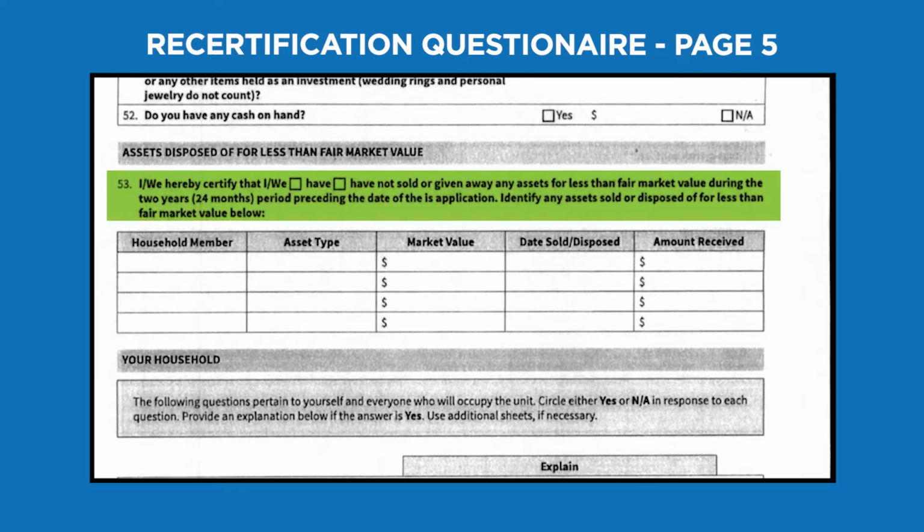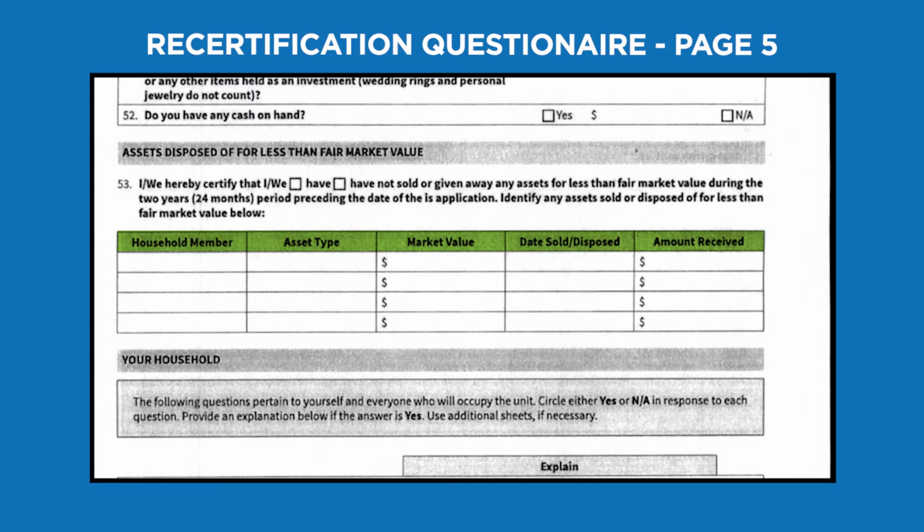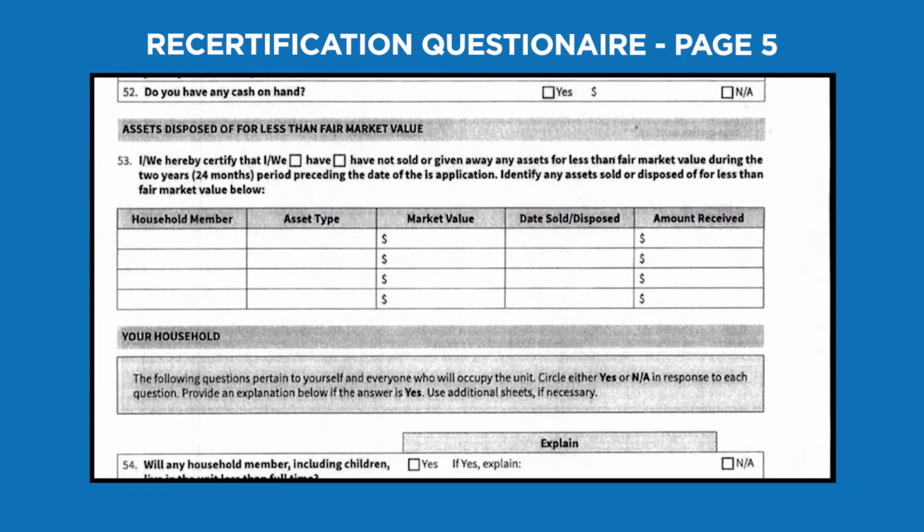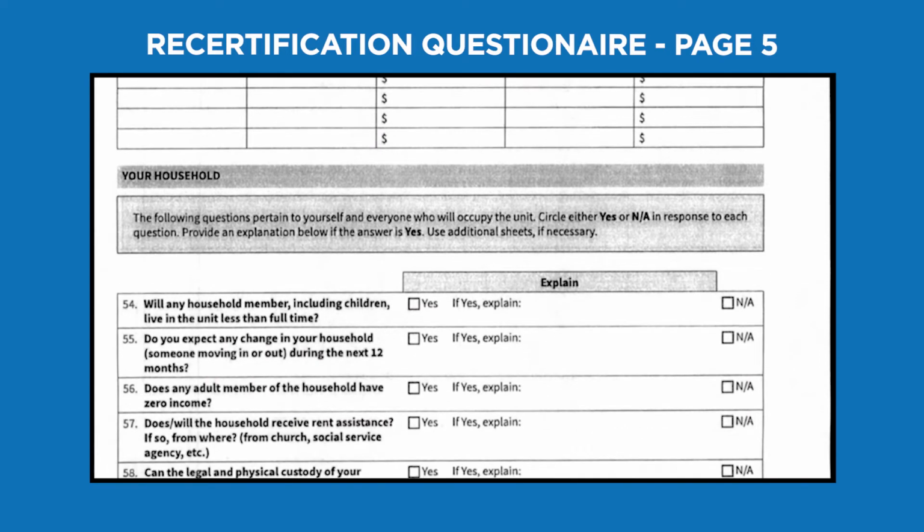In this question, the household must certify whether it has sold or given away any assets for less than its market value in the last 2 years. For example, has anyone in your household sold or given away a property for less than its market value in the last 2 years? If you have, you must list the details of this transaction. Please answer the rest of the questions on page 5.